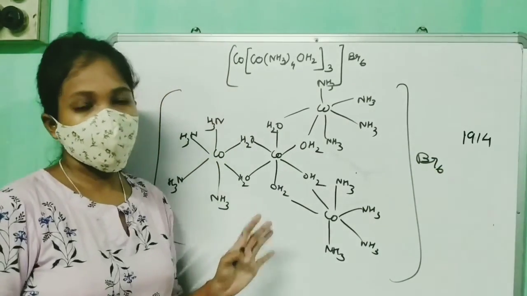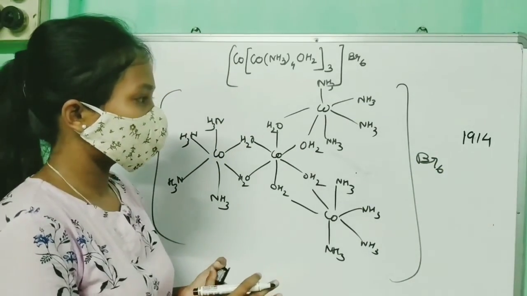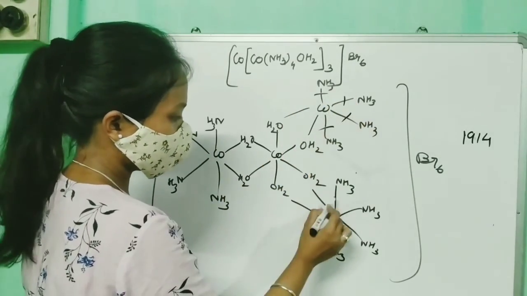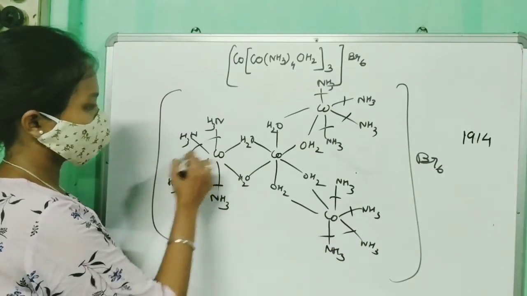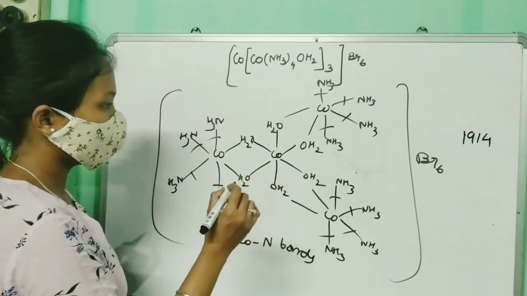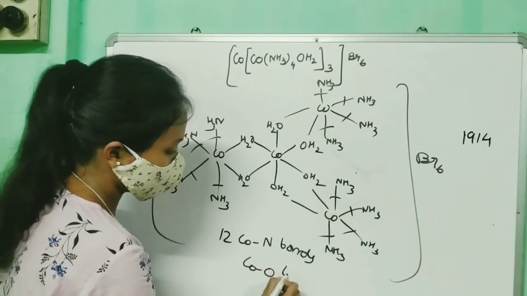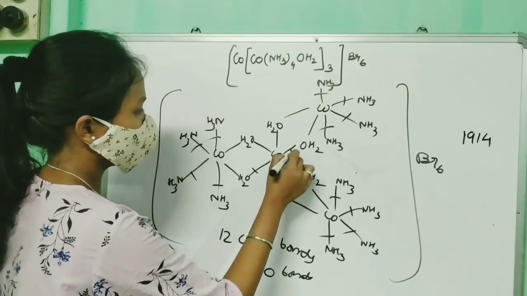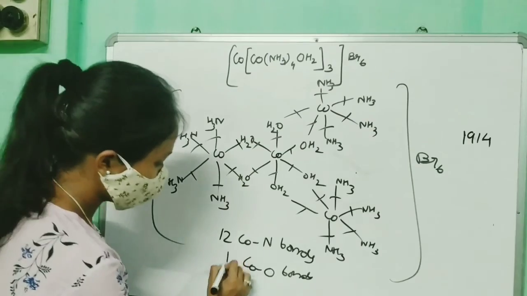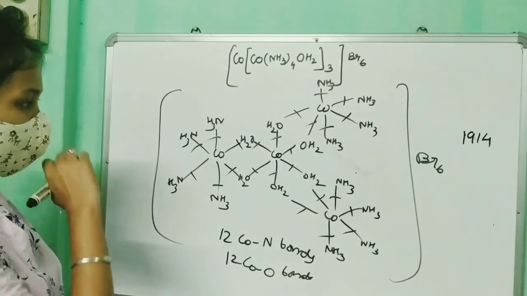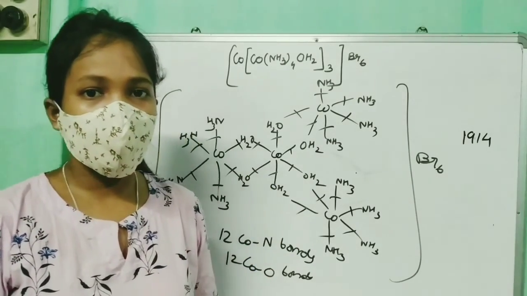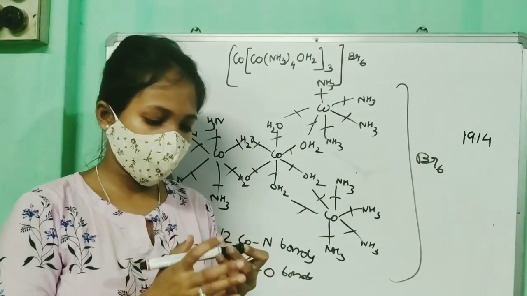So this is basically the structure, right? If you see the number of cobalt nitrogen bonds, let us count 1, 2, 3, 4, 5, 6, 7, 8, 9, 10, 11, 12. So there are 12 cobalt nitrogen bonds present in the compound, and if you see the cobalt oxygen bonds 1, 2, 3, 4, 5, 6, 7, 8, 9, 10, 11 and 12. So there are 12 cobalt oxygen bonds. I hope this much is clear to you all. So this was basically Werner's theory of complexes.